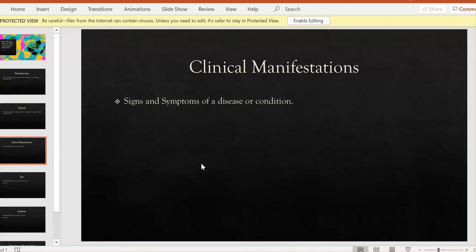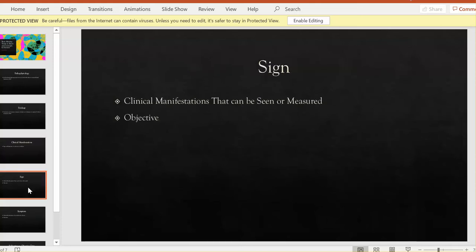Clinical manifestations is really an umbrella term. So clinical manifestations are things that we're assessing, right? So if there are clinical manifestations of a pathophysiological process, we can assess those manifestations. So they are signs and symptoms of a disease or condition. A sign is a clinical manifestation that can be seen or measured. It's very objective. A symptom is something that the patient describes to us. And so it's subjective.